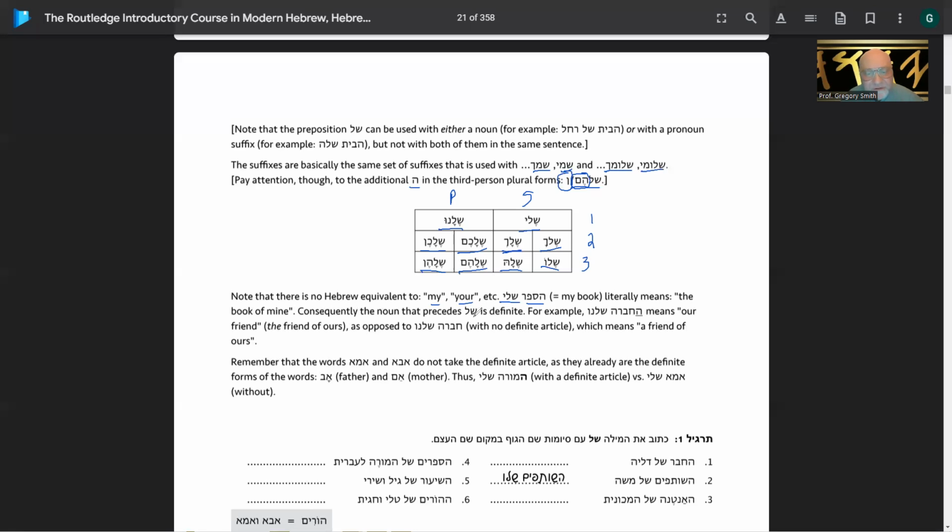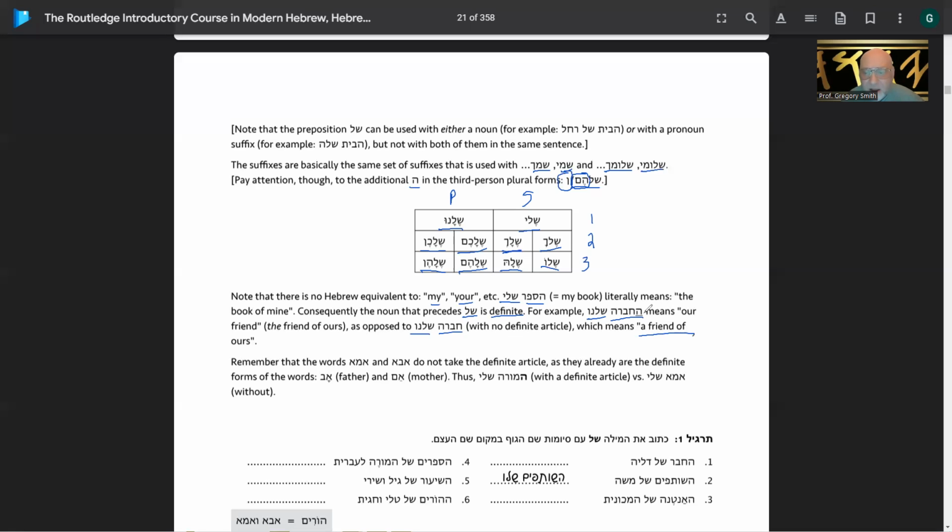Consequently, the noun that precedes shel is definite. For example, haver shelanu. So that's like our friend, or the friend of ours, as opposed to haver shelanu with no definite article, which means a friend of ours, because there's no ha there.